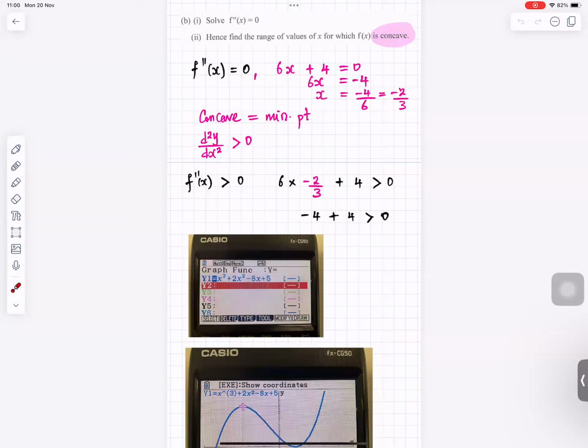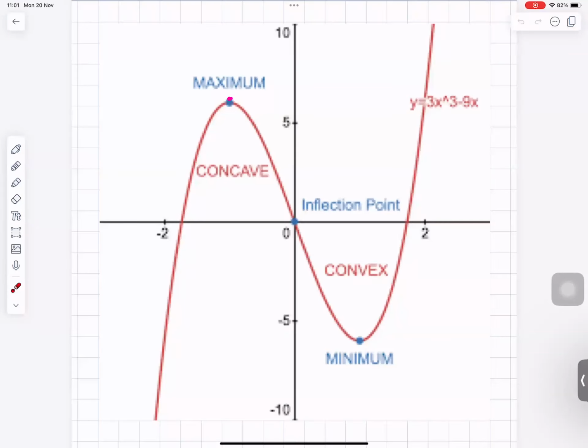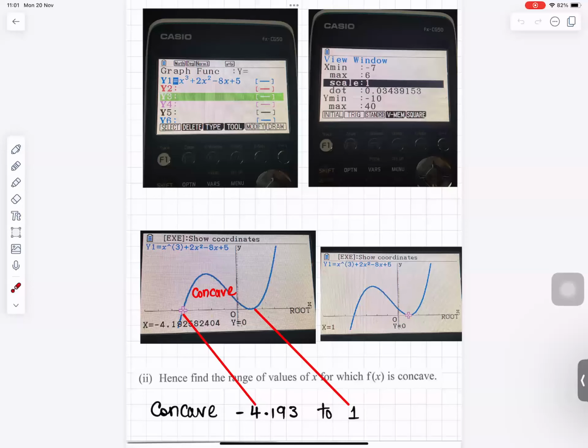So we substitute minus 2 over 3. And that gives us 6 times minus 2 over 3 plus 4. Minus 4 plus 4 gives you 0, which is equal to 0. So let's see what that shows us now. When you look at this, it is concave between this point, and then this side is the convex. When you do it in the graphic calculator, you get minus 4.193 and 1. So in between those points is when it is concave.